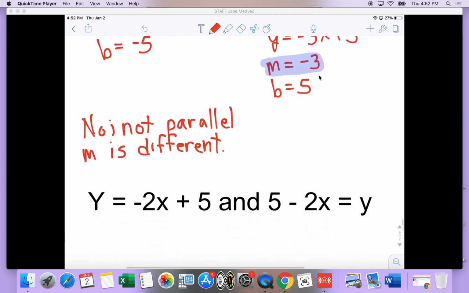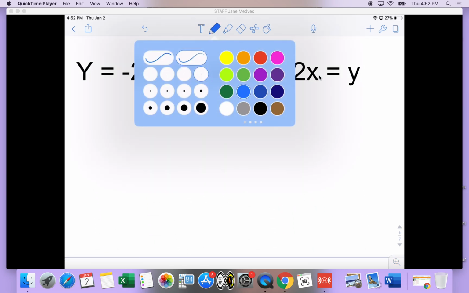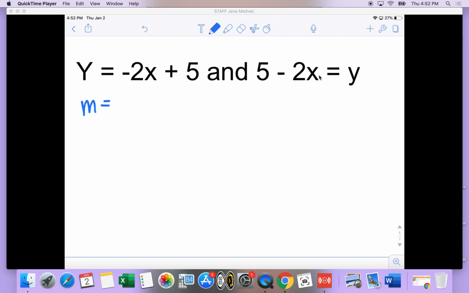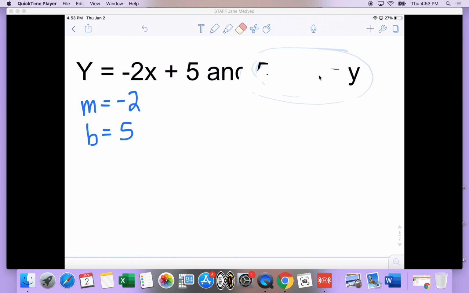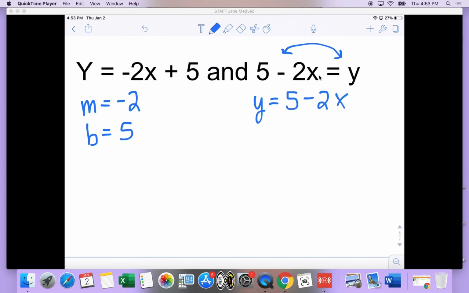All right, let's go on to the next equation. We're going to pull out my m's. So my m here is -2, and my b is 5. You're going to notice that this equation kind of is and kind of isn't in slope-intercept form. You're going to notice that the y is by itself, but the problem that we have is this second part. It's not on the right side. So what we can do is take these two sides and flip-flop them and rewrite them. So I can write y equals 5 minus 2x. So all I did was flip the sides.